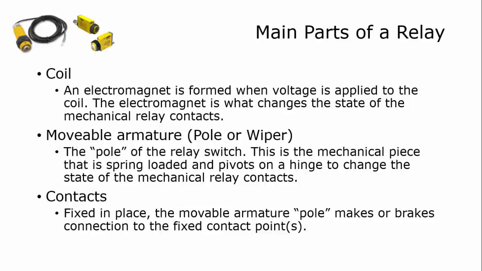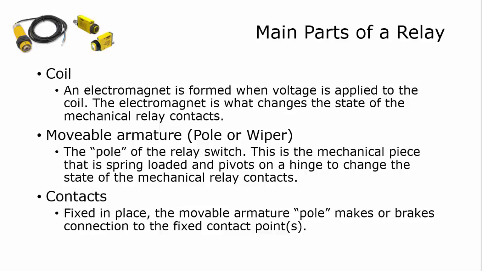So relays have several parts, and the main parts of the relay are a coil, a movable armature, which when we talked about switches we called it a pole or a wiper, and also a set of contacts. So the coil is nothing more than a coil of wire that we are going to apply a voltage to that forms an electromagnet. And that electromagnet is what changes the state of mechanical relay contacts. The movable armature, which is the same as the pole of a switch, is a mechanical piece of apparatus that is spring-loaded and pivots on a hinge to change the state of the mechanical relay contacts. It is also the part that is attracted to the electromagnetic field of the coil.